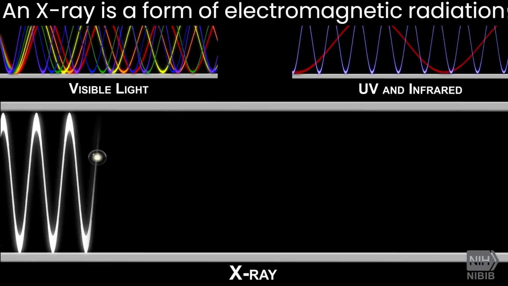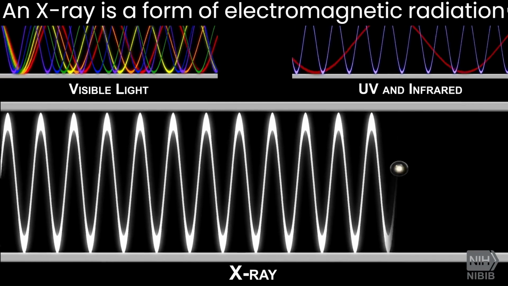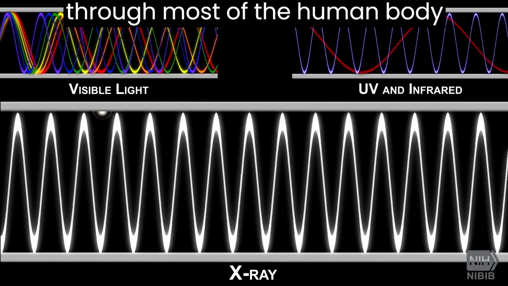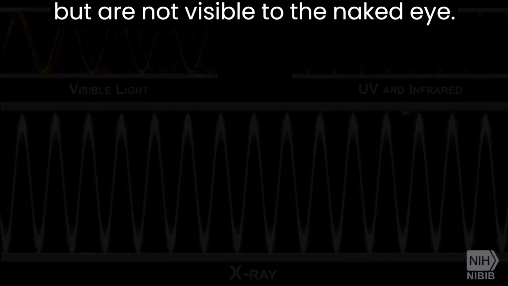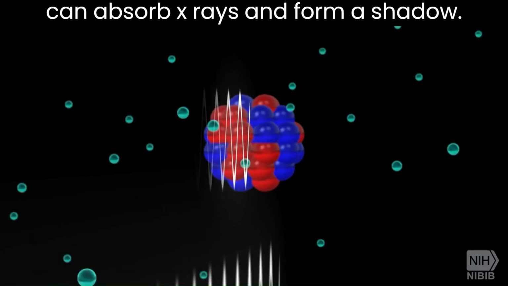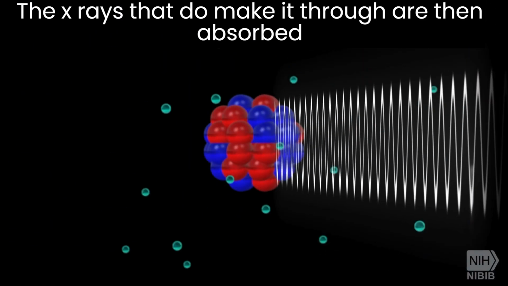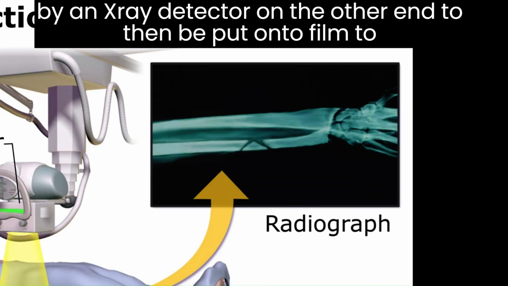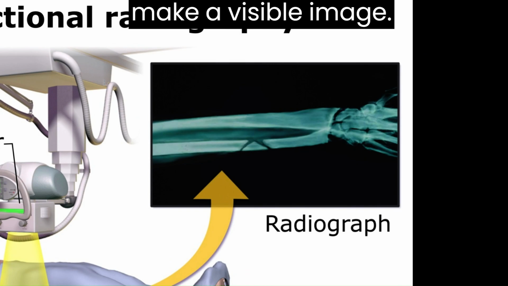X-rays. An X-ray is a form of electromagnetic radiation with a very short wavelength that can pierce through most of the human body, but is not visible to the naked eye. Some denser parts of the body, such as bones and the respiratory and digestive tracts, can absorb X-rays and form a shadow. The X-rays that do make it through are then absorbed by an X-ray detector on the other end to be put onto film to make a visible image.